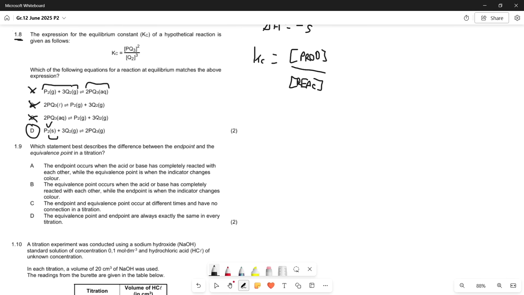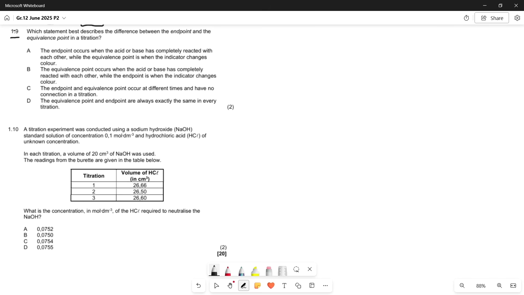We have our 2PQ3, and that is a gas, and that is our only product there. And this formatting over here is all correct. So D is our final answer, and that just earned us 2 marks. Okay, we're almost done with question 1, just 2 more questions to go.